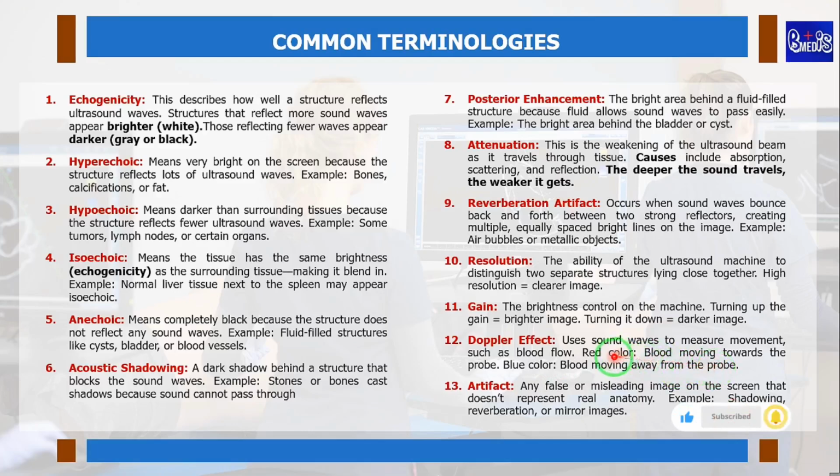So here we're trying to say when we have a red color, it means blood moving towards the probe. Then when we have a blue color, we have blood moving away from the probe in Doppler studies. Artifact, any false or misleading image on the screen that doesn't represent real anatomy. Examples are shadowing, reverberation, or mirror images.